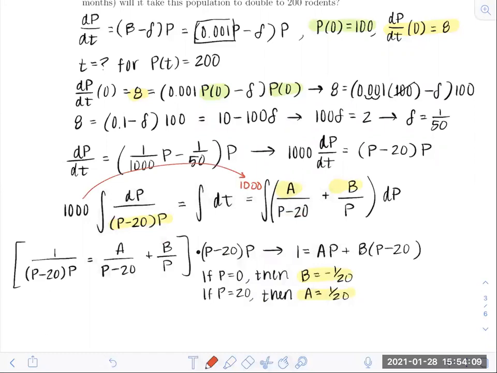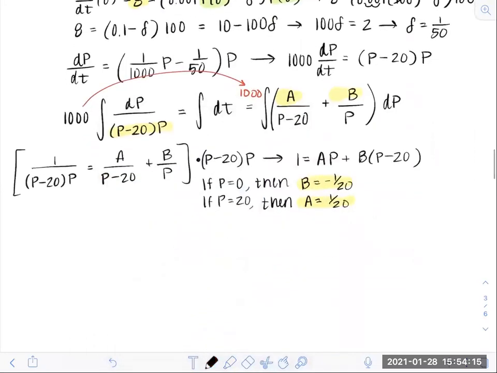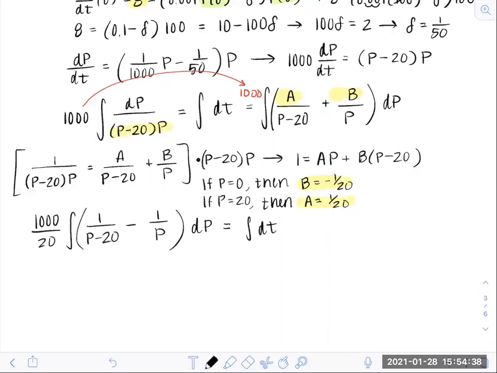But what I'm going to do is pull that 1/20th out front so that I'm not carrying it through. So I have 1000 divided by 20 out front. And then that leaves me with a 1 over p minus 20 plus, actually, negative 1 over p in back, dp. And then, of course, I still have my integral of dt.